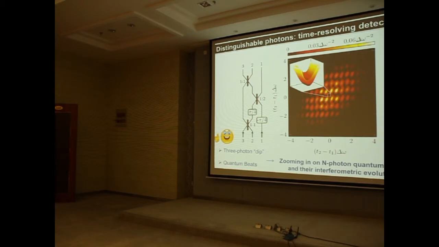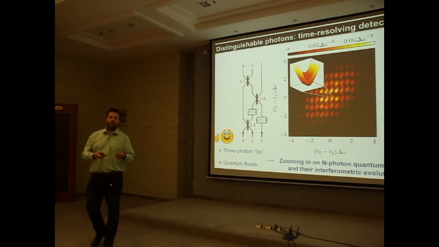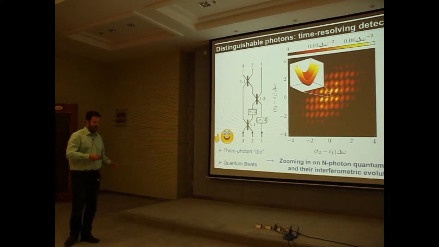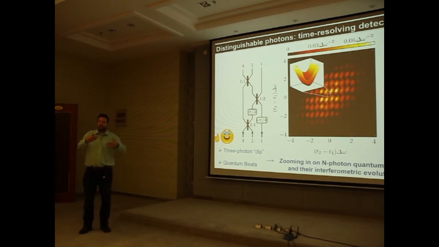We have a three-photon dip, that is a generalization of the two-photon dip, and the reason for that is that by doing the time-resolving correlation measurements, we are able to make the photons indistinguishable again. And another interesting thing is that from the dip, we can see that quantum beats depart from it. And these quantum beats have an oscillation that depends on the relative central frequency between the photons, but also on the evolution through the interferometer. So this is a purely quantum effect that we would not be able to observe if we would not resolve in time.